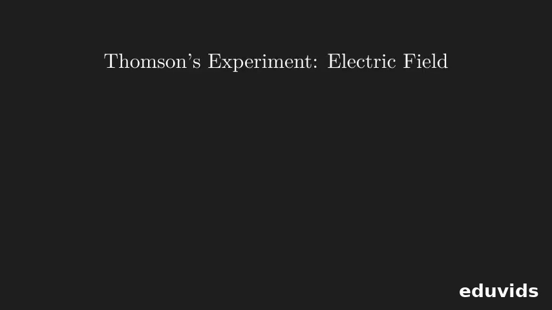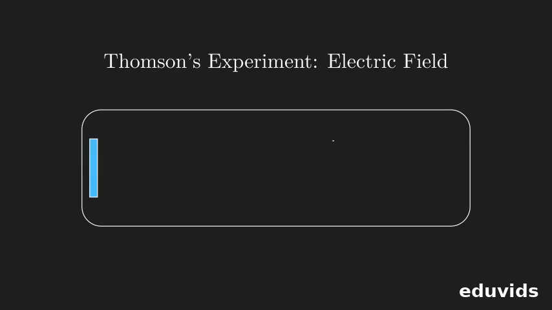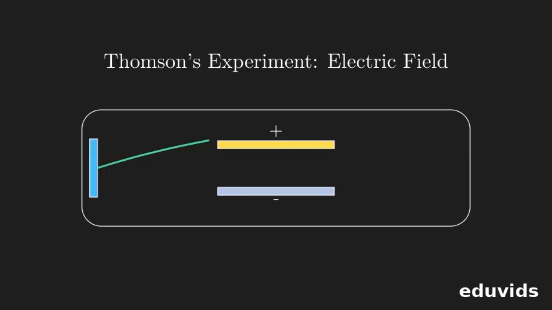J.J. Thomson then investigated the nature of these mysterious cathode rays. He placed charged electric plates near the ray's path, creating an electric field. He observed that the cathode rays consistently bent towards the positive electric plate. This deflection proved that the rays carried a negative electric charge.